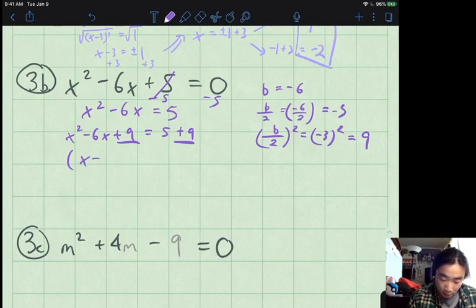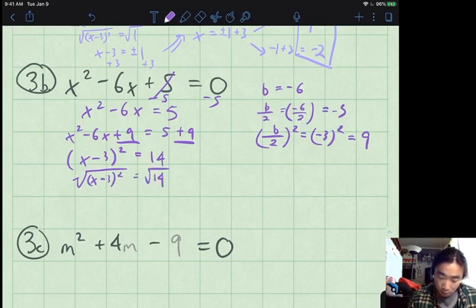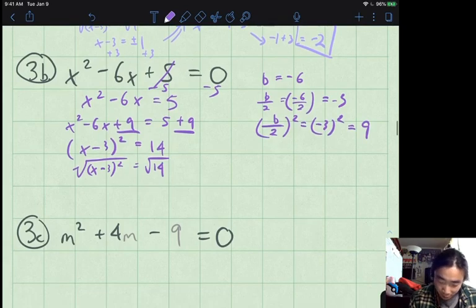Simplify negative 3 squared, just like the previous example. 9 plus 5 is 14. Take the square root of both sides. Did I do my math right? Oh, no, I didn't. There's a mistake. It's not 14. It's negative 5 from that first step, so this is 4. There we go.